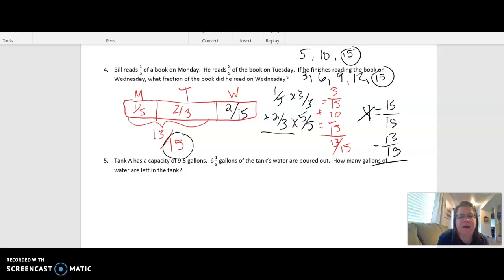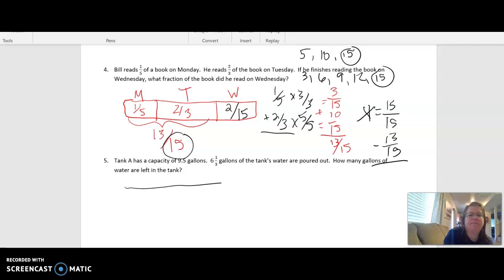All right, question number 5, I'm going to read it to you. Tank A has a capacity of 9.5 gallons. 6 1/3 gallons of the tank's water are poured out. How many gallons of water are left in the tank? Okay.